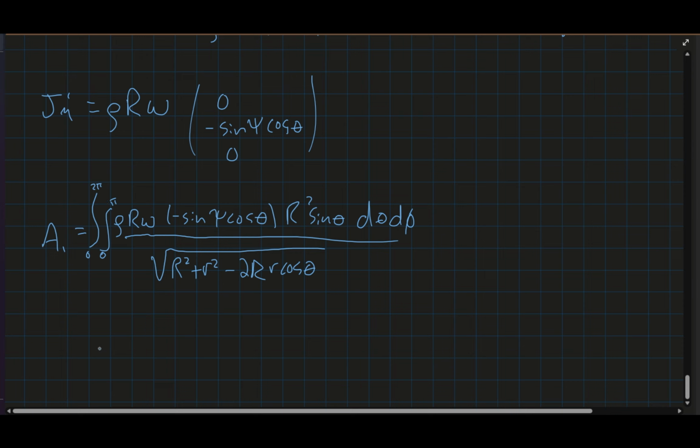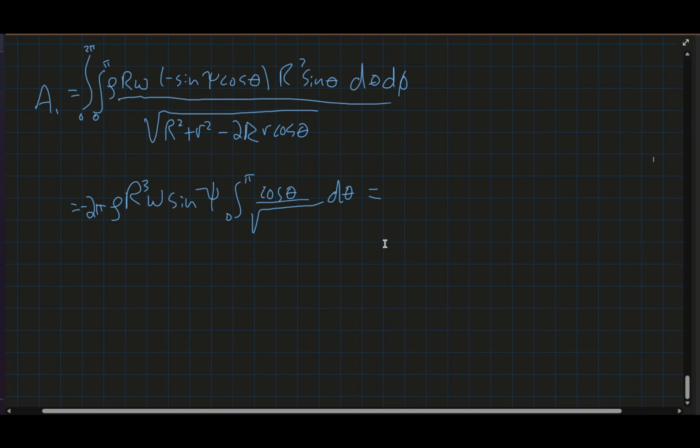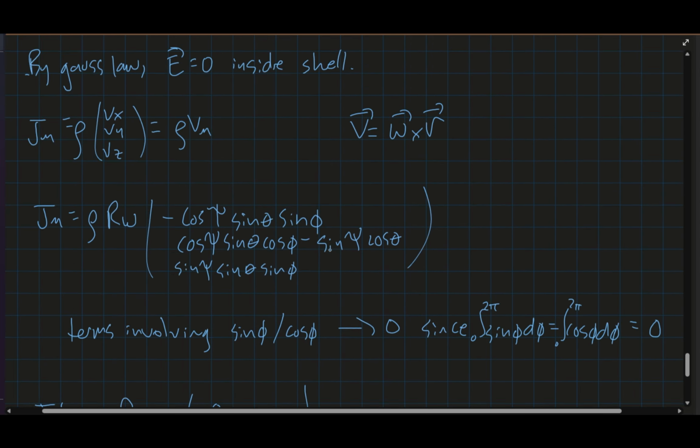So now we can pull out things that are going to be constant, which is a lot. We get minus rho r cubed omega sine psi times the integral from 0 to pi of, actually there's going to be also a 2 pi out front here, so let's put the minus here and say 2 pi, cos theta over the square root that I'm not going to write again, d theta. The 2 pi just comes from the integral of d phi. Now for evaluating this integral, we can look to Griffiths.